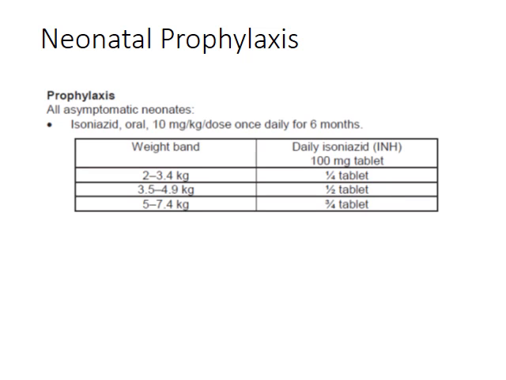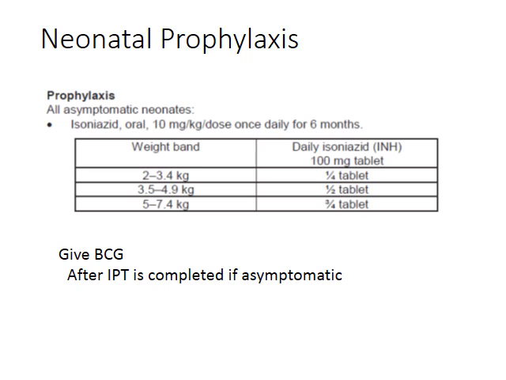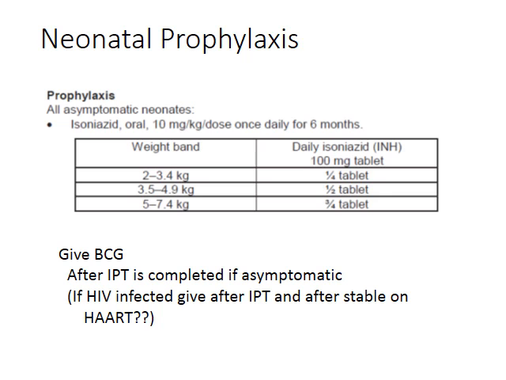This is out of the EDL and shows that all asymptomatic neonates receive isoniazid at 10 milligrams per kilogram per dose once daily for 6 months following the birth, obviously after we've excluded TB. And when do we then give the BCG? That usually happens after the IPT is completed and if the patient is asymptomatic. And in South Africa, we usually say if they're HIV positive, we will not be giving BCG at any time. Although there are some pediatricians that would recommend giving the BCG if the child is stable on ARVs and has a normal CD4 count. I would discuss any of these children before considering giving BCG.